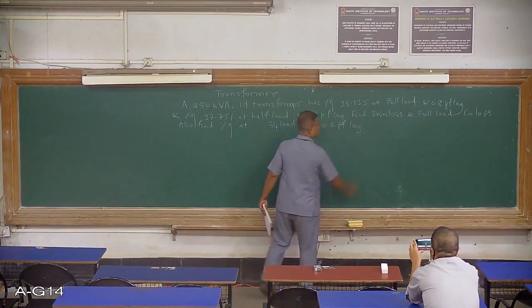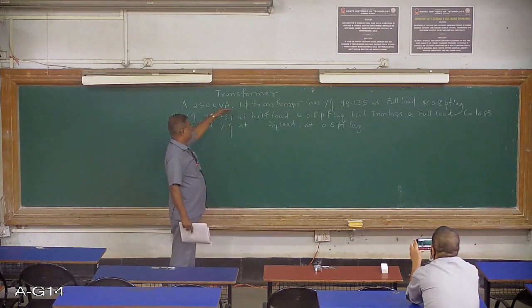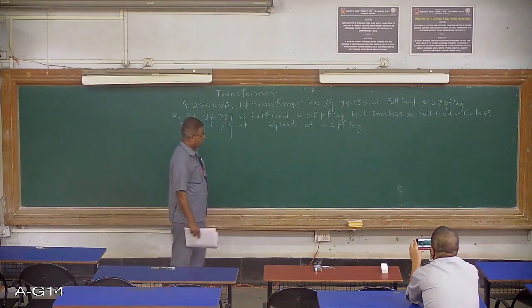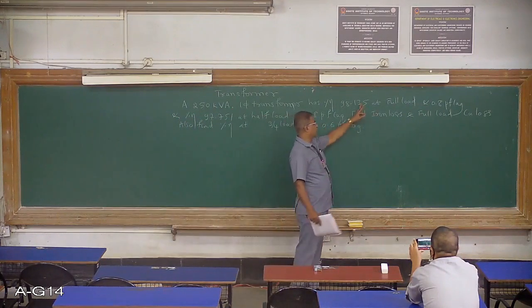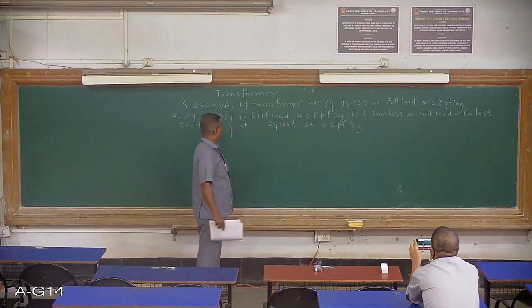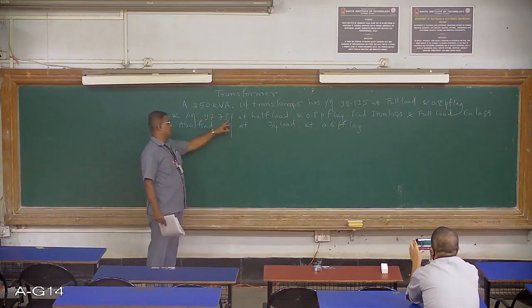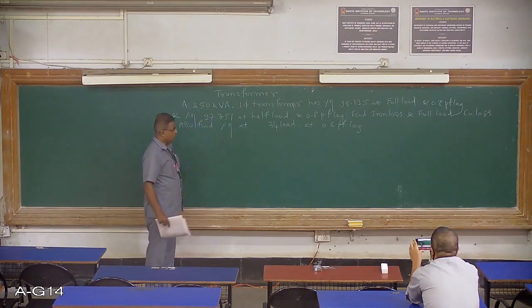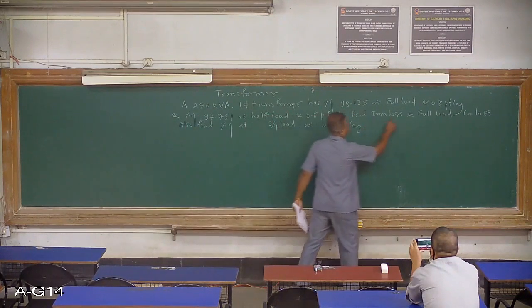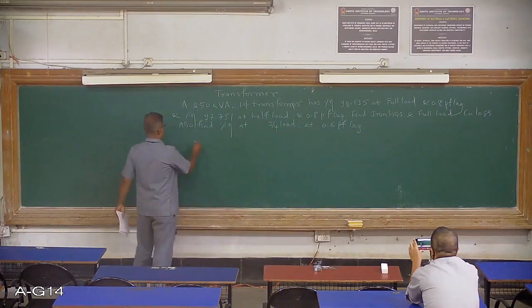power factor lag. So this is a typical problem wherein the efficiency of the transformer at full load 0.8 power factor has been given as 98.135. At another load, namely half load, 0.8 power factor lag, efficiency is 97.751. So using this data, you have been asked to calculate iron loss and full load copper loss. So we have to use this formula which we have already studied in the previous class.